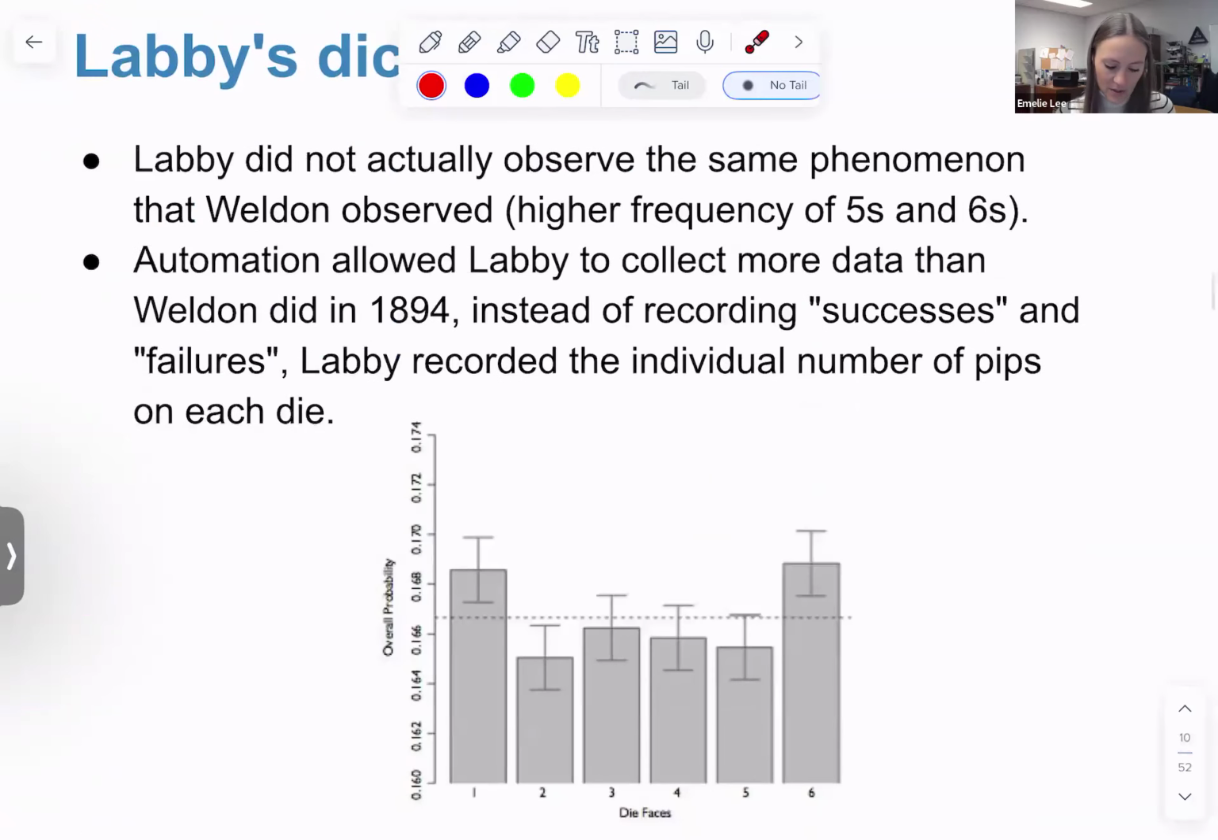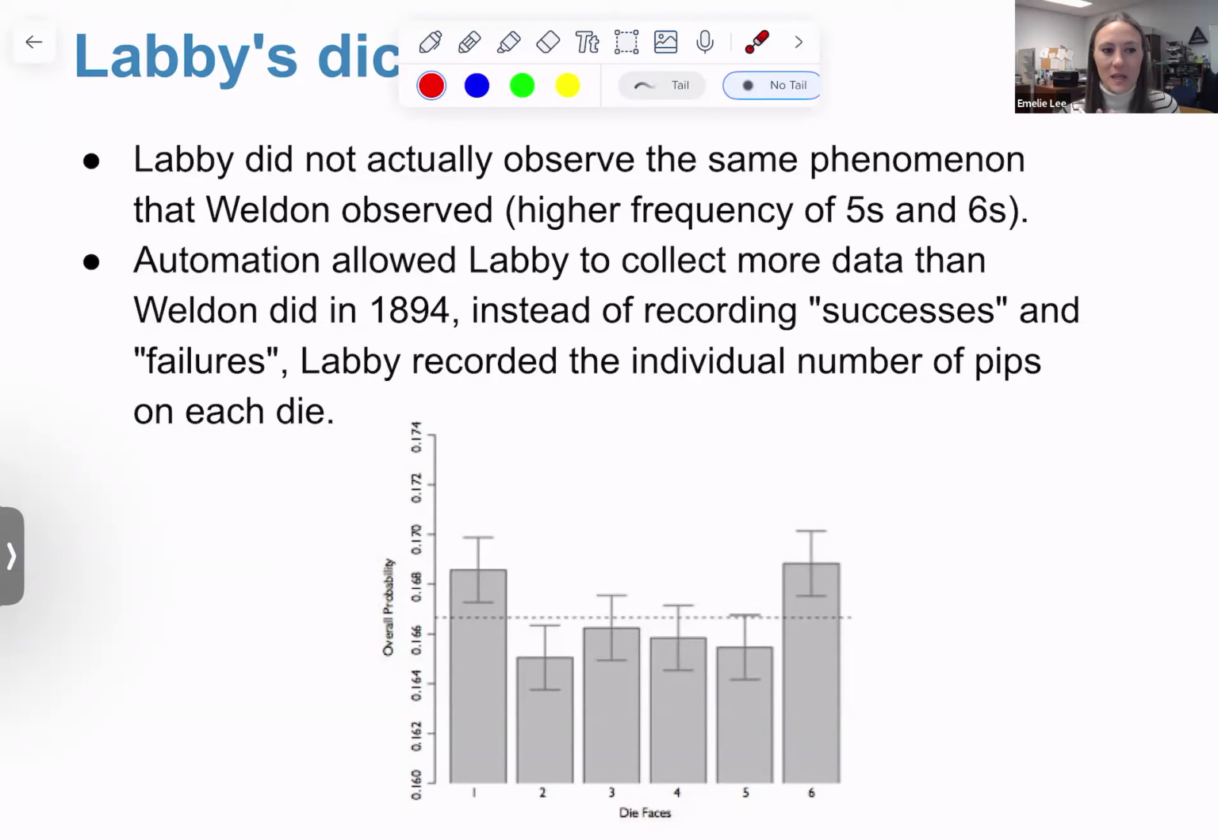So what he was able to do, instead of just talking about a success and a failure, which Weldon had to do, right? A 5 or a 6 was a success. Everything else, 1, 2, 3, 4, those are all failures. Now you've boiled it down to one sample proportion. And so that's what Weldon had to do because he didn't have the technology.